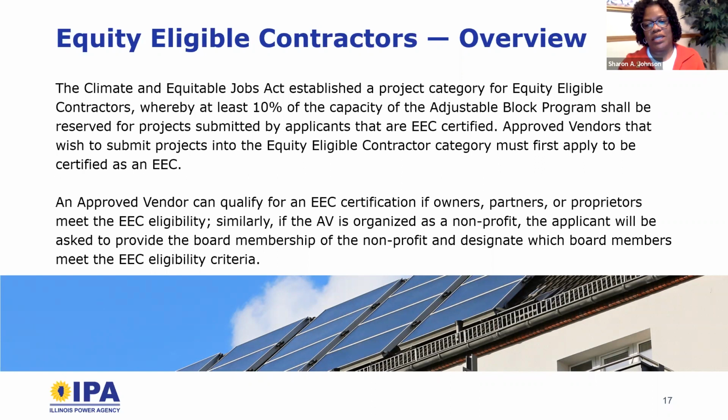So as mentioned, here's an overview of EECs, or equity eligible contractors. Again, CEJA has created a category in the adjustable block program reserved for applications from equity eligible contractors, to have an option for the advancement of capital after the contract is signed and finalized, to address the barriers. But you will need to apply to become certified as an EEC first. An approved vendor can qualify for EEC certification if partners meet the requirements of a business that is majority owned, as Sarah said, by equity eligible persons. Next slide.